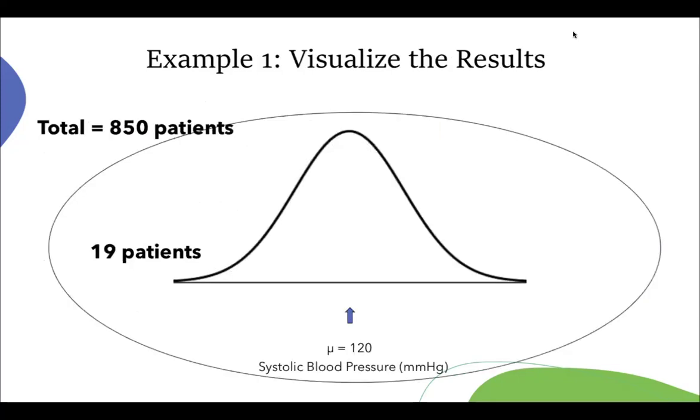Visualizing these results, we shaded in the proportion of area to the left of 100. We figured out what proportion of area that was. We multiplied it by the total, and that gave us 19. So the total is everybody. The total is 100%. In this proportion, the piece of the whole is only about 2%, 2.27, I think. So that came out to be about 19 patients.